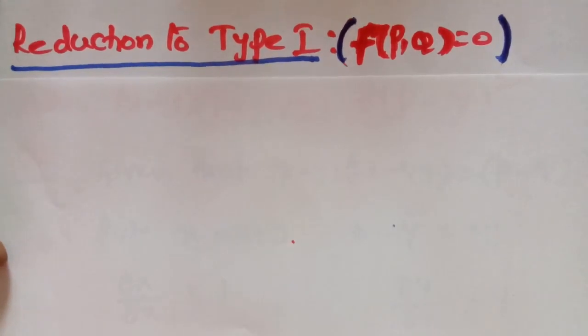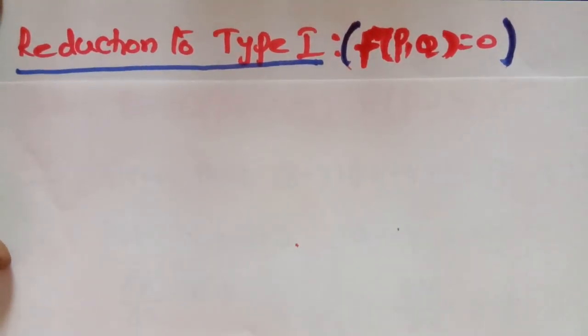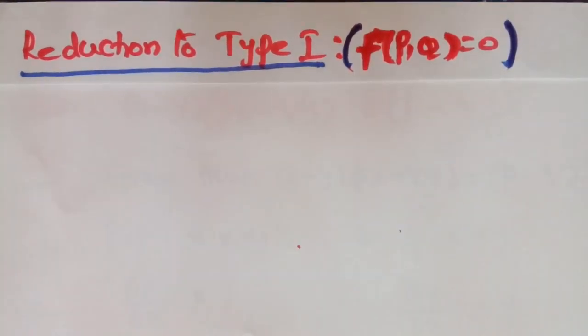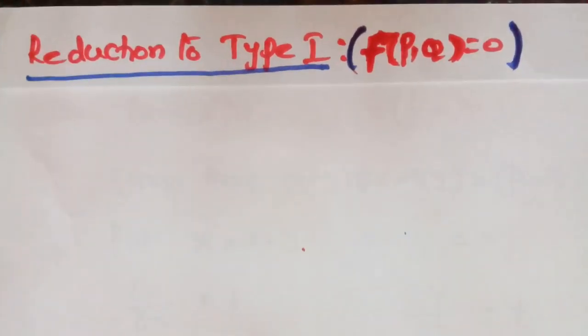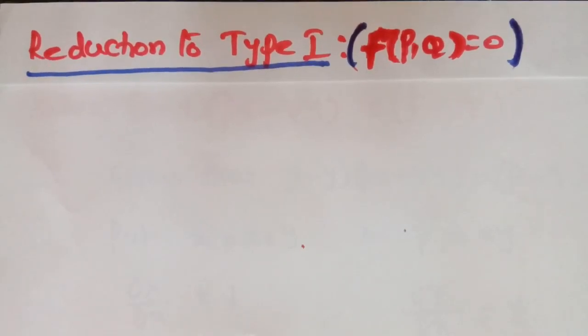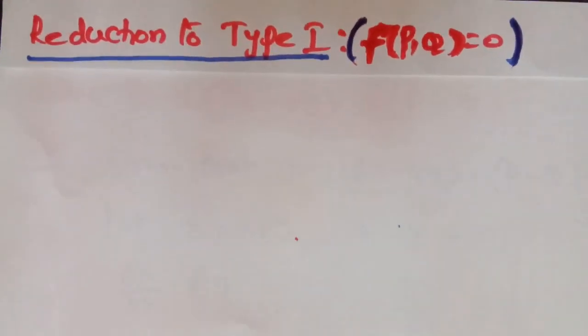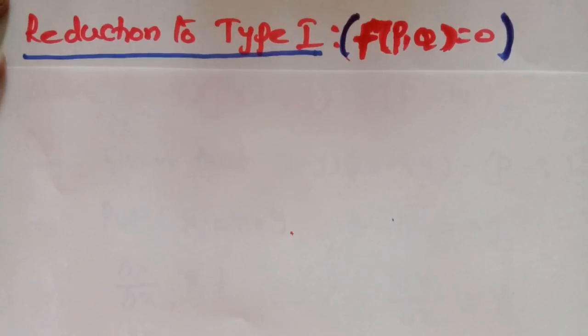Solution to type 1, that is capital F of p, q equal to 0. Now we are going to discuss the problems which do not belong to type 1 to type 6, but can be reduced to type 1 by making some suitable substitution.